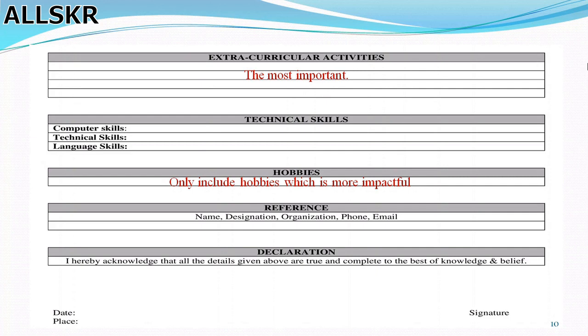Now, after including all these sections, please include at least 2 references in your resume. A referee may be your guide, teacher, etc., who knows you well, and also provide details including name, designation, organization, place, phone number, email ID, etc. After the references, at last there should be a brief declaration line, as we can see. Also don't forget to sign at the bottom right of the resume, including date and place.